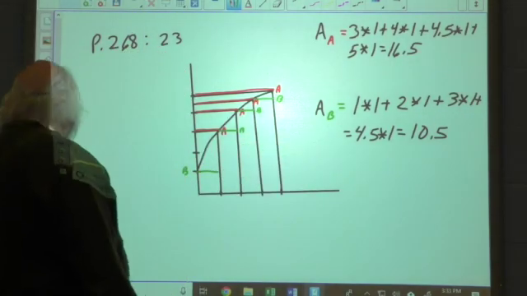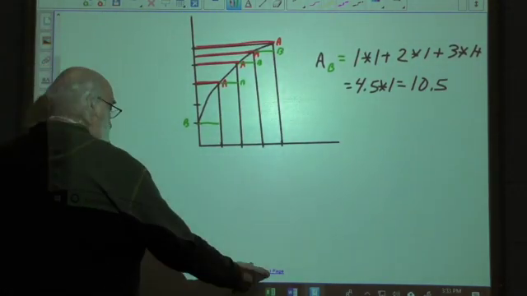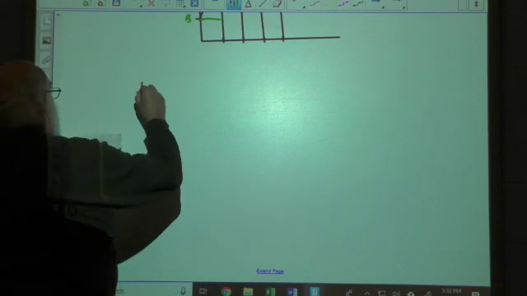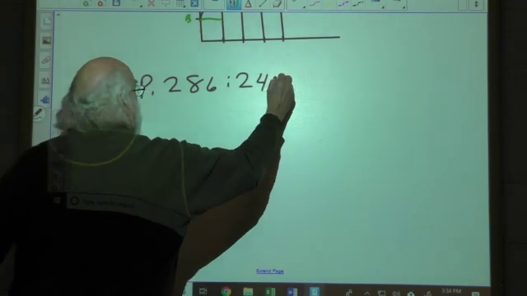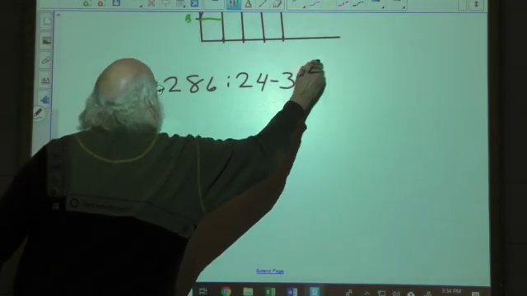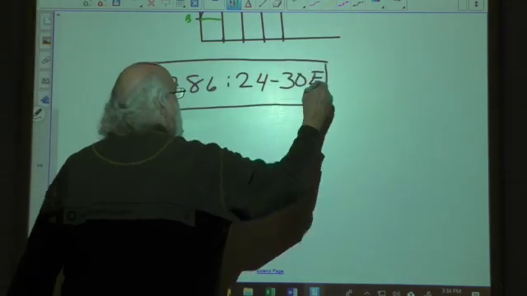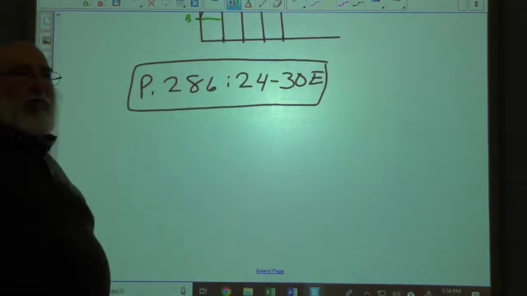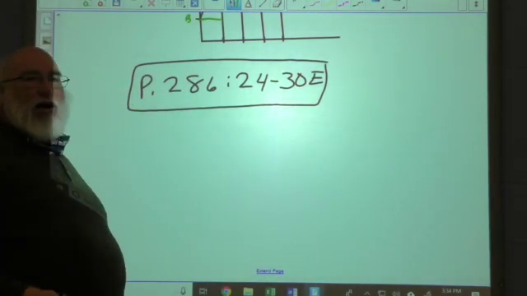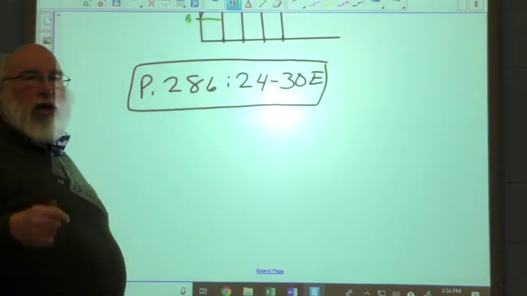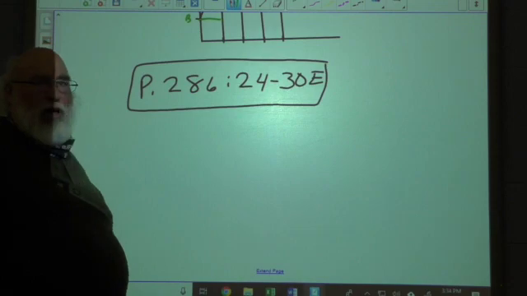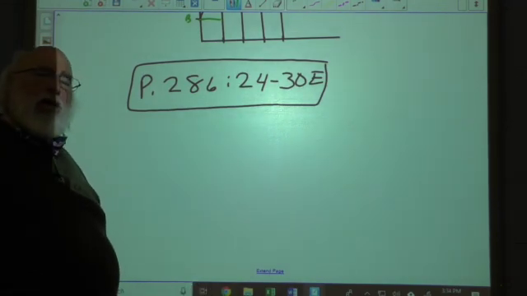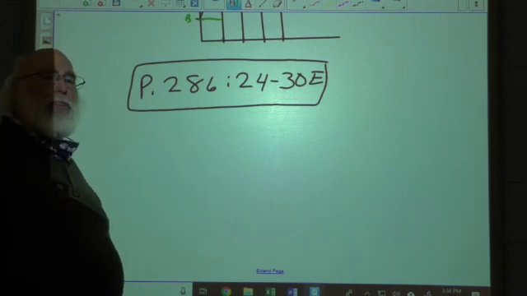So, your practice problems for this. Page 268, 24 through 30. And what I would like for you to do in those problems is tell me what you got for your values for your length and width, and therefore all the rectangles you got, and then from that give me a sum and an estimated area underneath the curve. Okay? Have fun.